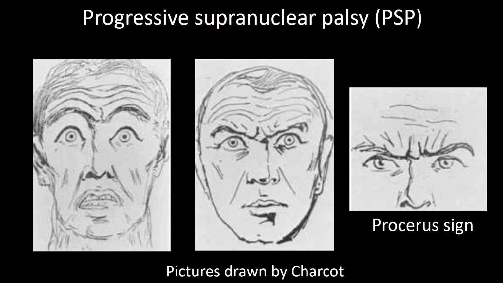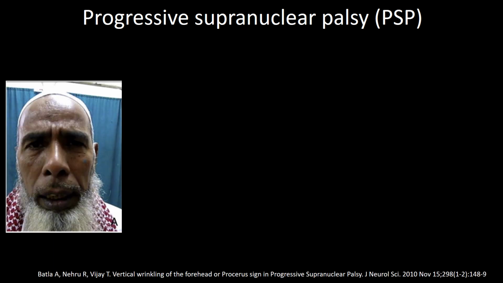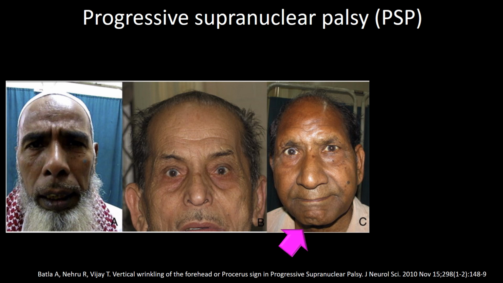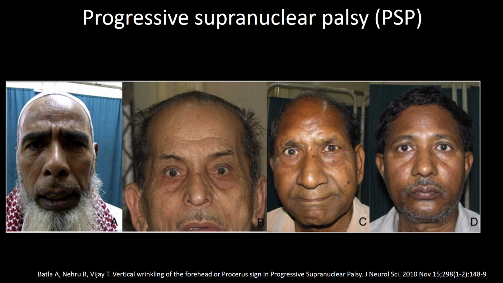I will now show you a set of facial photographs of patients with this condition so you can appreciate the extent of facial changes they incurred. Here you can see the procerus sign, or vertical wrinkling of the forehead, the surprised look, the anxious look brought about by chin dystonia, and the masked faces.